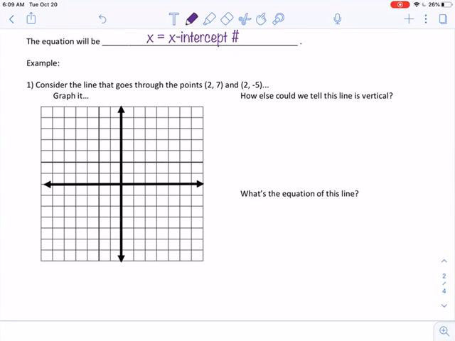This one is (2, 7), so over 2 and up, 1, 2, 3, 4, 5, 6, 7. So there's (2, 7). And (2, -5), so over 2 and down, 1, 2, 3, 4, 5. (2, -5). All right, and now we can see that this line does run vertically through those points.